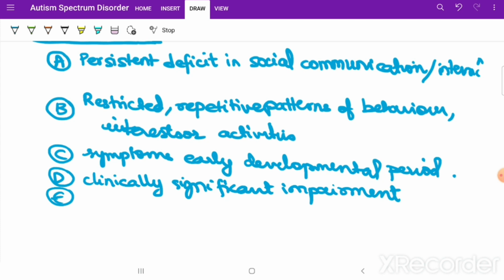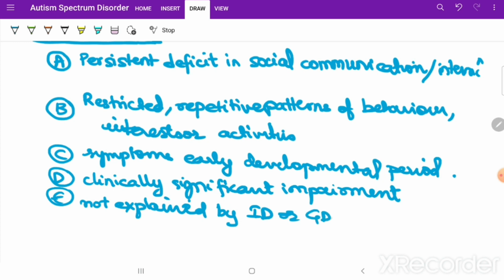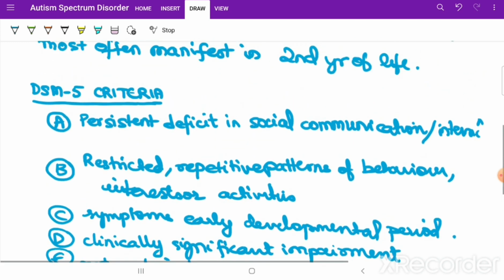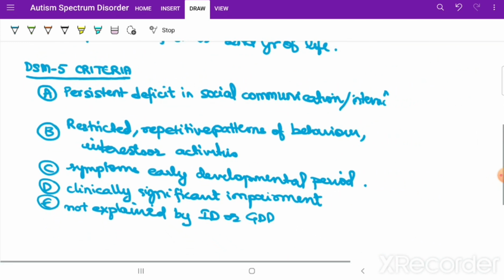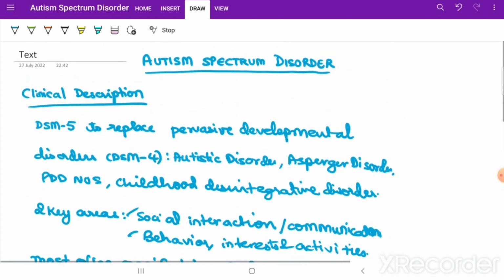And the last criterion, the fifth criterion, is that all these disturbances should not be better explained by an intellectual disability or a global developmental delay. So these things should not be explaining the disturbances. So that is the main thing about the DSM-5 criteria of autism spectrum disorder.